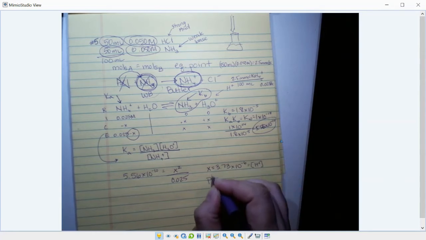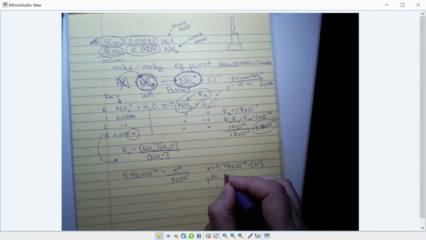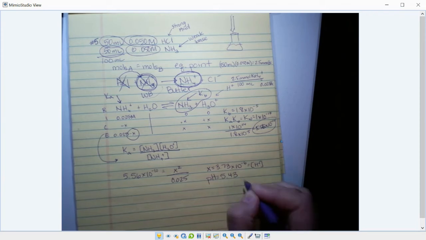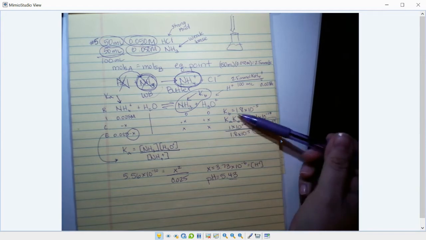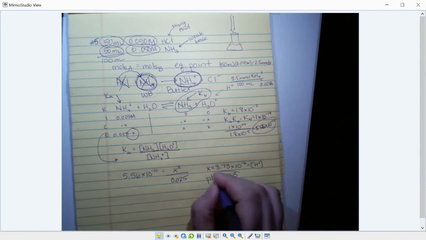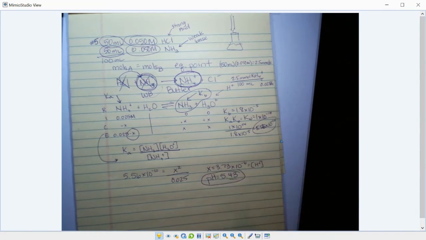And you take your negative log of that to get your pH is 5.43. I think the answer key that I posted online was just a little bit off because they used a KB value that maybe was carried out to a couple more extra decimal places or something. But it should be right around there, right around 5.43.